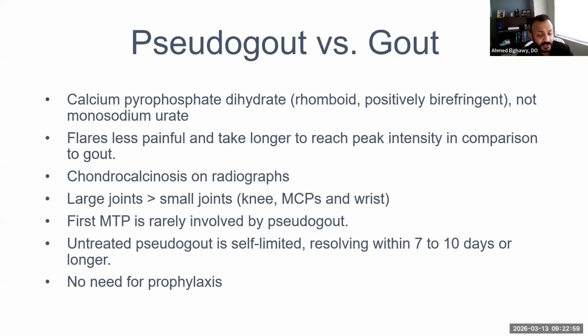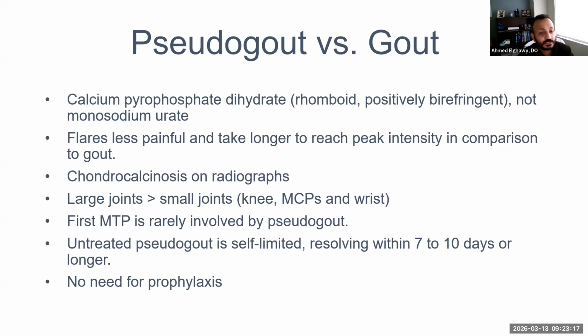These patients will also have chondrocalcinosis on their X-rays. You can see it on their knees. You can see it on the TFCC of their wrist. You see this more in large joints as opposed to gout, where it affects the small joints more. So you don't really see the large toe, for example, get involved with pseudogout very often.